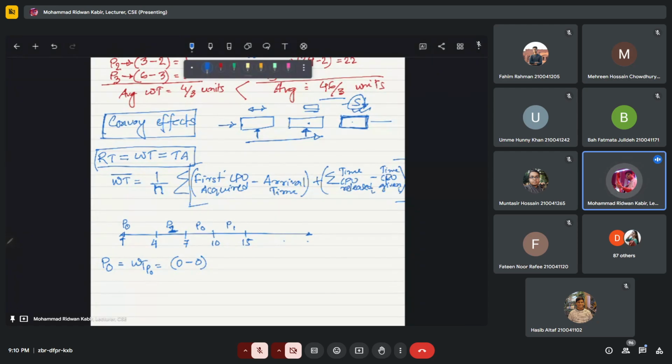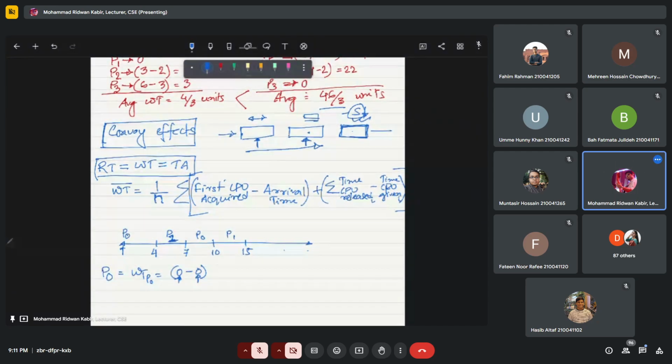I mean, we are talking about primitive algorithms so that you can understand the generalizability of this particular formula. So P0 arrived at 0 and got the CPU at 0. So the response time for P0 is 0. That is one of the many waiting times for P0. Next, we consider the time difference during which P0 was not in the CPU. So this is the time duration during which P0 was not in the CPU, right?